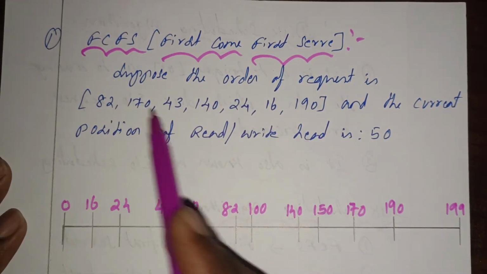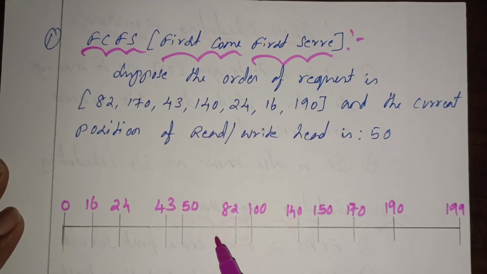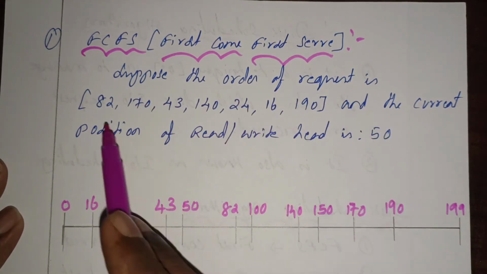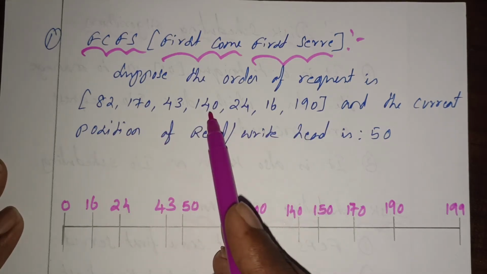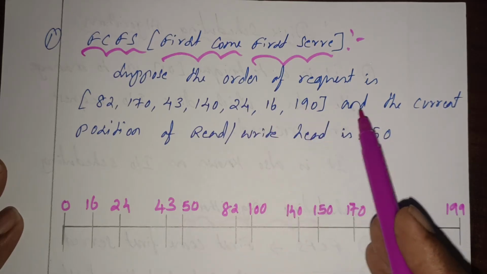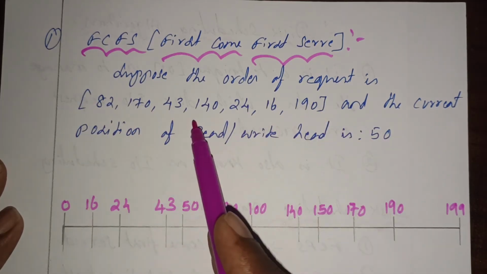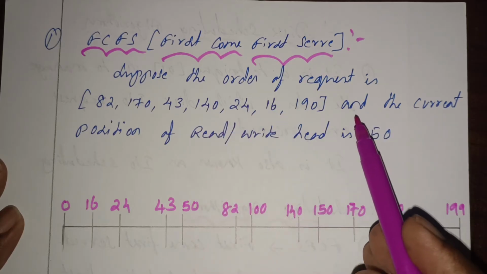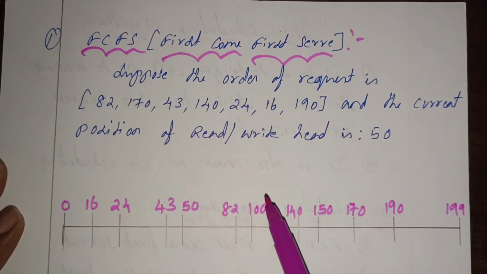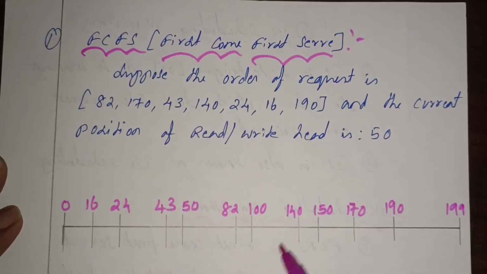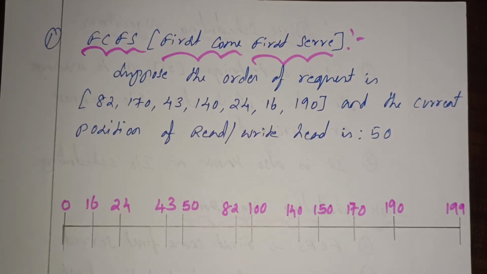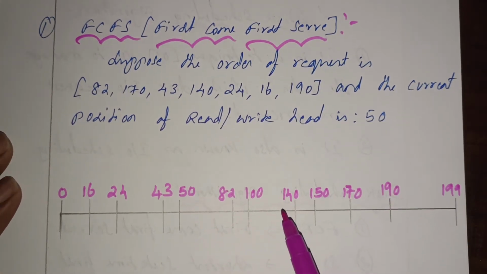Right. So here a sequence has been given. Suppose the order of requests, these are all the positions: 82, 170, 43, 140, 24, 16 and 90. These are all the requests made by the process to read particular locations on the disk, and the current position of the read and write head is at 50. We cannot say that the read and write head is exactly on 50. It may be at any position where it was left at the previous read and write position, right?